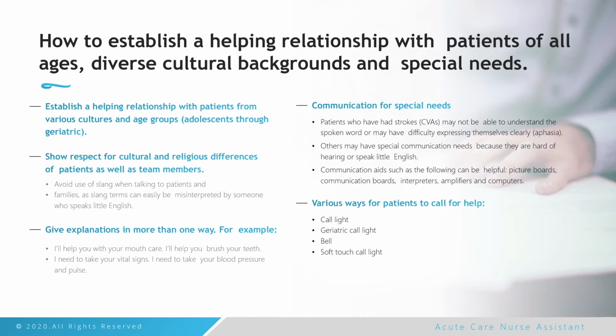Communication for special needs. Patients who have had strokes, CVAs, may not be able to understand the spoken word or may have difficulty expressing themselves clearly, with aphasia. Others may have special communication needs because they are hard of hearing or speak little English. Communication aids such as the following can be helpful: picture boards, communication boards, interpreters, amplifiers, and computers. Various ways for patients to call for help: call light, geriatric call light, bell, soft touch call light.